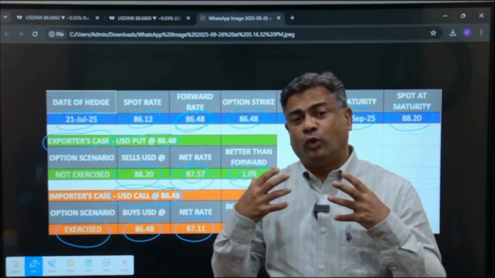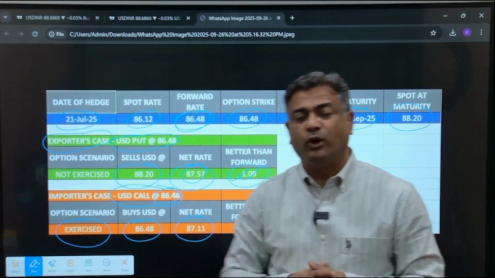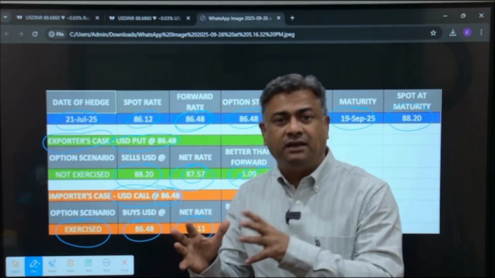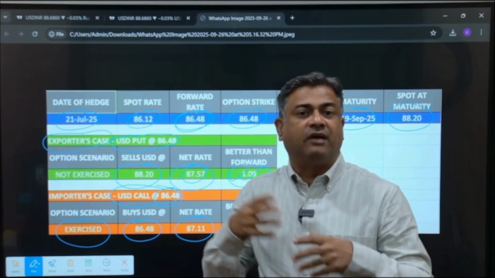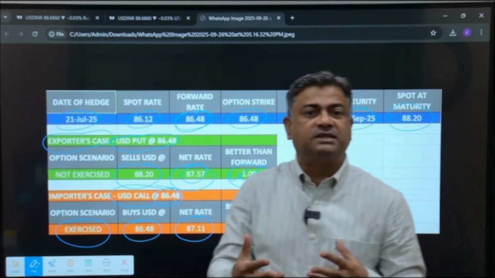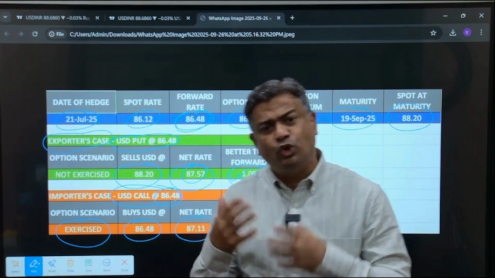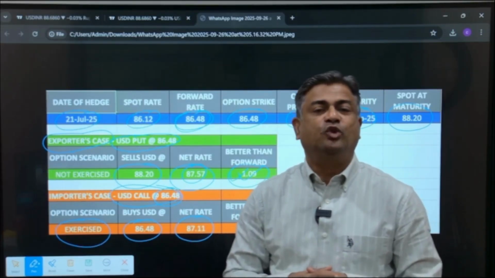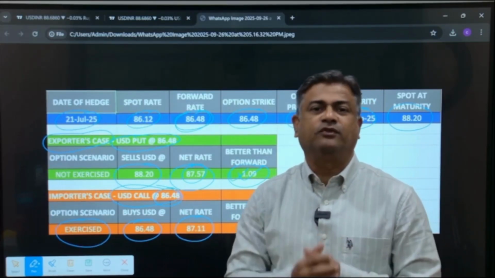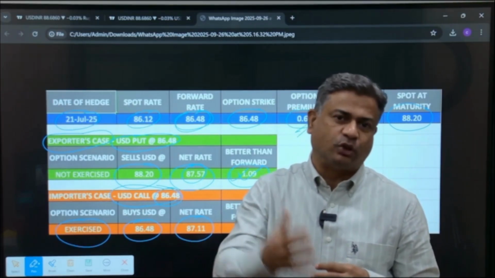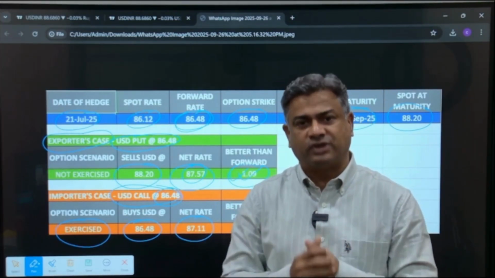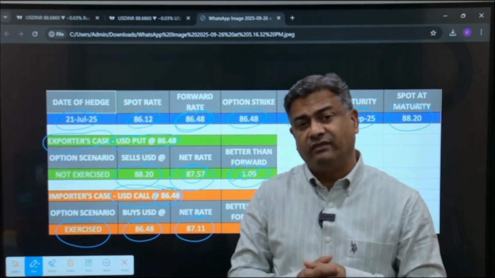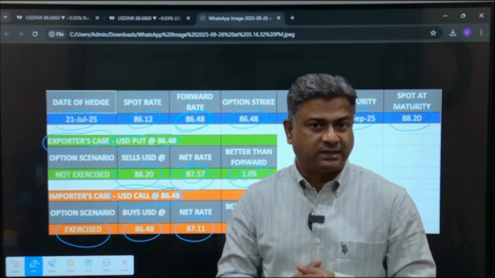But what is the conclusion? The conclusion I want to drive home, ladies and gentlemen, is that an ideal risk management system has a combination of forwards and options both. Never do only forwards or only options. You will always do some kind of a combination of forwards with options. That is the ideal strategy. Getting the flexibility which a vanilla option gives is very, very important in such volatile times.